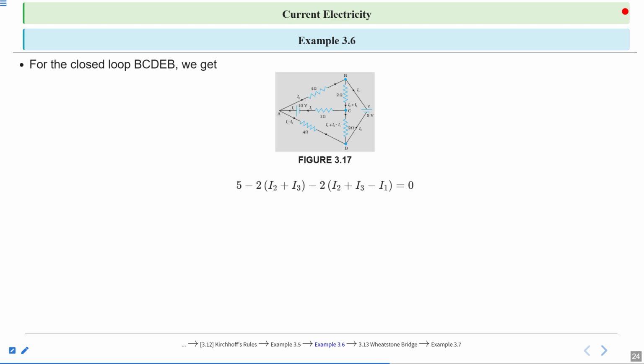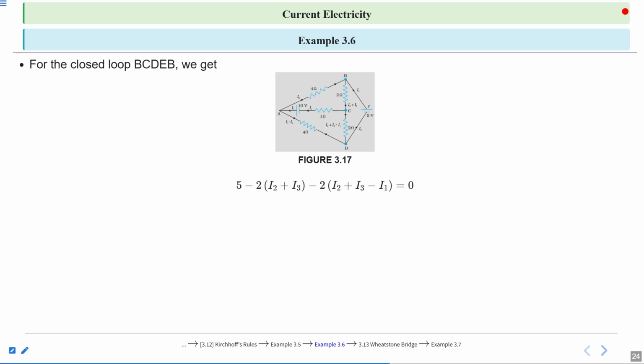Now we are moving from D to E, E to B, or B to C, C to D in this direction. So we are moving from the negative terminal to the positive terminal of the battery, so it will be taken as 5 volt. Now from B to C, we are moving in the direction of current, so minus 2 I2 plus I3.